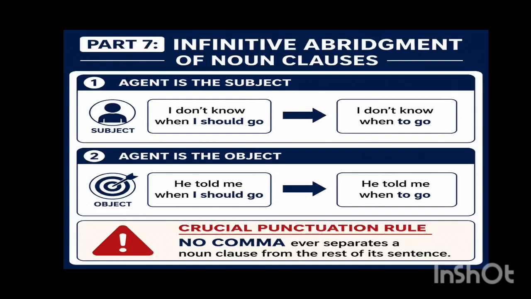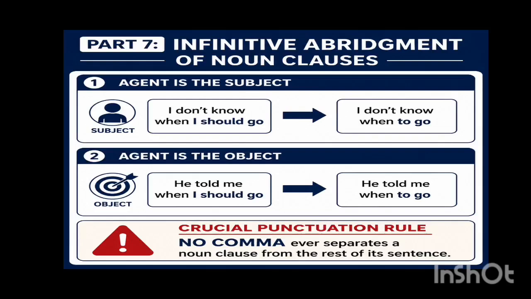So, first one, we have agent is the subject. In the first case, the person doing the action in the noun clause is the same as the subject of the main sentence. Look at the example, I don't know when I should go. Since I is both the subject and the person going, we can simplify it to I don't know when to go. It's cleaner, more direct, and very natural.